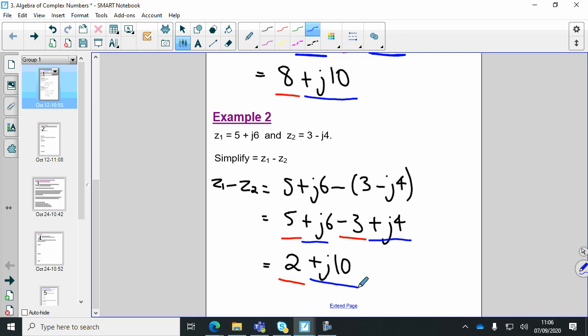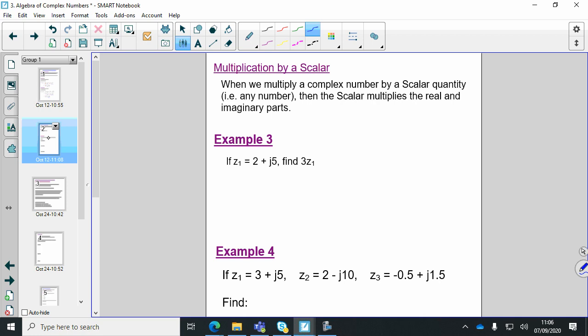Okay, and moving on to the next slide now. What we can also do is multiply by what we call a scalar. So a scalar quantity is just another number that we multiply by. So what happens is the scalar, whatever it is, multiplies the real and the imaginary parts.